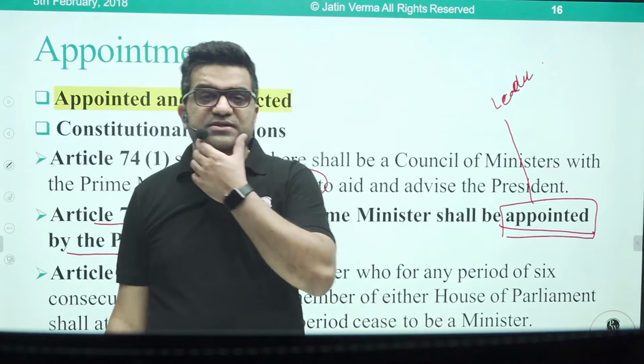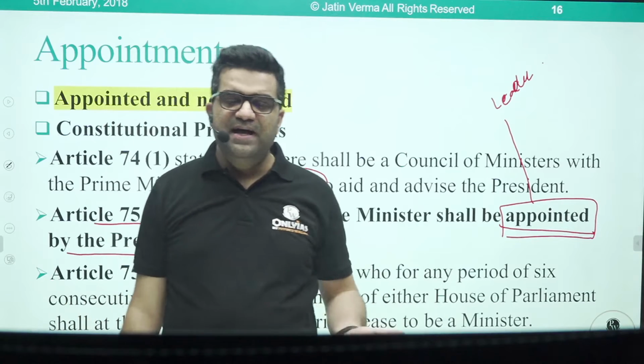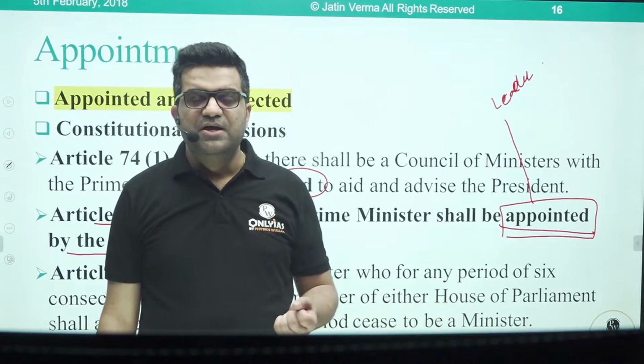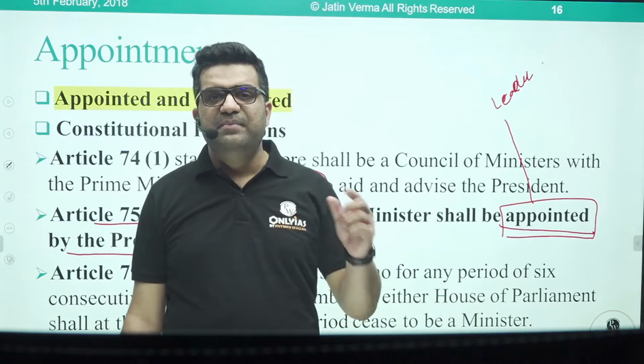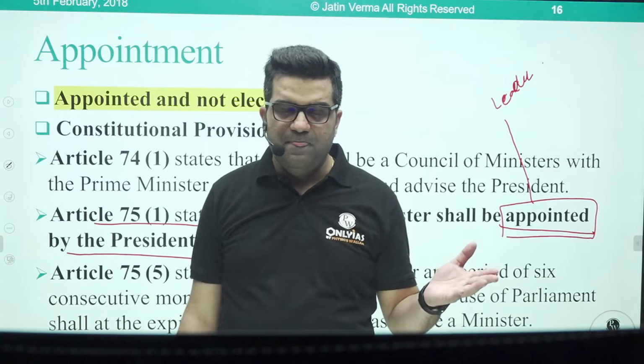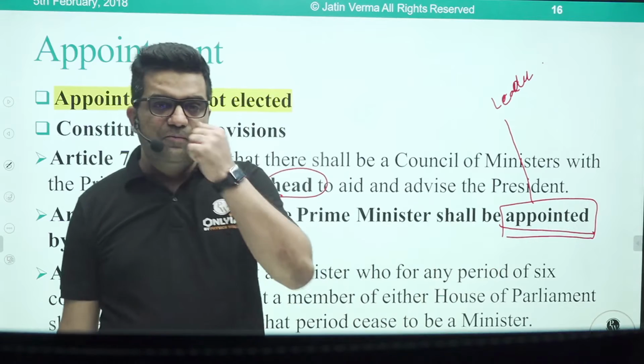Arun Jaitley lost the election in Amritsar. Despite that, he was made the Minister of Finance in the Union Government. So, second point, ministers can come from Lok Sabha or Rajya Sabha. The Prime Minister can also be from Lok Sabha or Rajya Sabha.